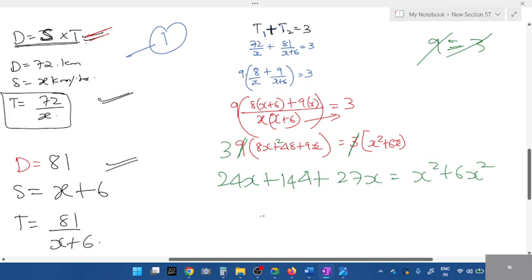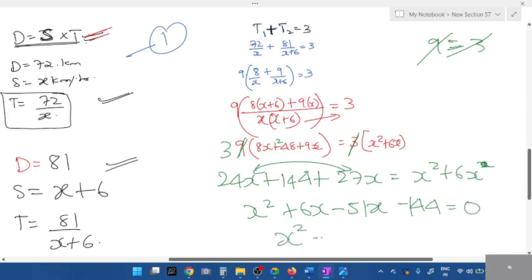Shift all this to the right hand side. X square plus 6x plus these two, if you add, you get 51. If it goes to the other side, minus 51x plus minus 144, students. Minus 144 is equal to 0. X square minus 6, you get 45x. Minus 144 is equal to 0.